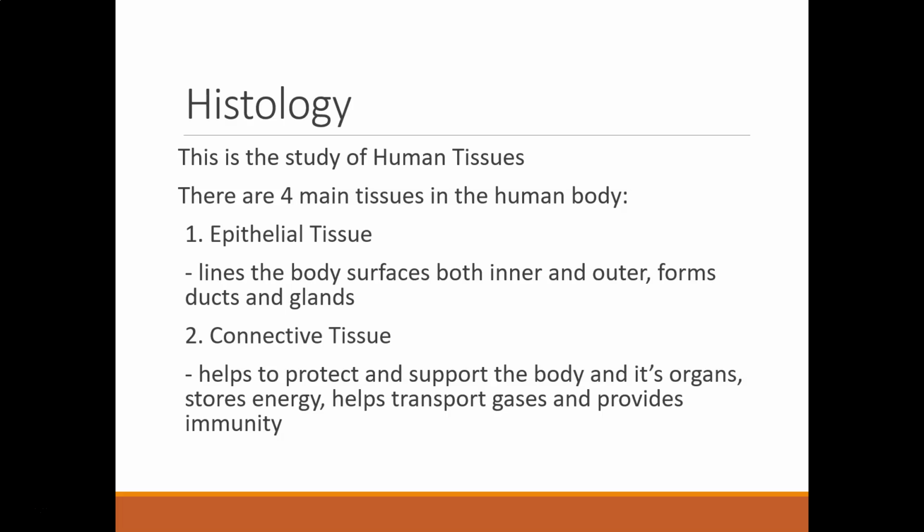The second type of tissue is called connective tissue, and it helps to protect and support the body and its organs. It stores energy, helps transport gases, and provides immunity. It plays a huge role. Think of us, connecting together. There is a whole lecture just on connective tissue upcoming, and you'll start to understand its importance. Connective tissue now has a bit of a light shone on it in terms of the role it actually plays in regards to pain patterns, dysfunction, and inability to perform tasks, and so forth.